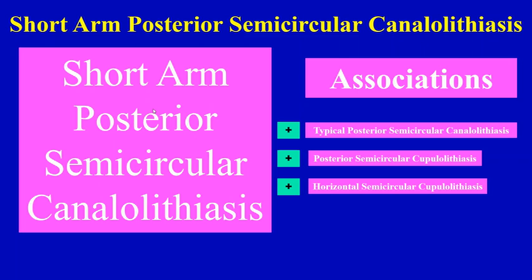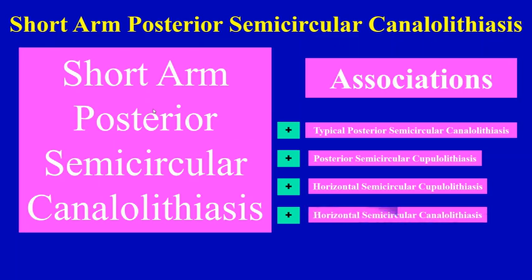It may be associated with horizontal semicircular cupulolithiasis. The case that got transformed from the short arm to the long arm posterior semicircular canalolithiasis of the left side that I demonstrated in the presentation also had an associated right-sided horizontal semicircular cupulolithiasis. It may also be associated with horizontal semicircular canalolithiasis, a possible autocorrected case, that was the first case of this presentation. However, the typical posterior semicircular canalolithiasis may get converted into the short arm posterior semicircular canalolithiasis, resulting in the residual dizziness that we saw in one of the cases.